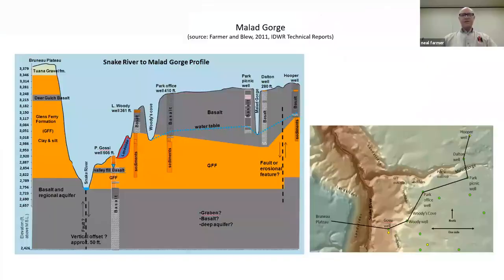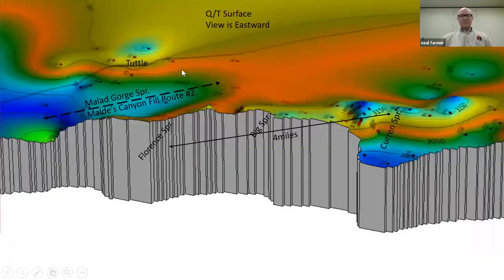And a cross-section that was generated in 2011 shows how those sediments extend from the west side of the Hagerman Valley across the Snake River to the east, and a possible scenario for understanding those sediments as an aquifer, with the tertiary contact with the QT. And so this is the location of that previous slide, Malad Gorge.